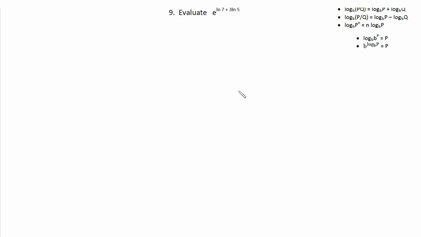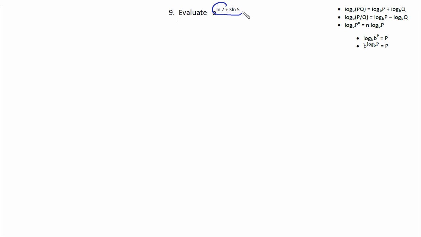Okay, this is part 2 of working some additional problems with our logarithm unit, where we are applying the logarithm theorems. So number 9 here, we are asked to evaluate. When we evaluate, we need to end with a numerical answer.